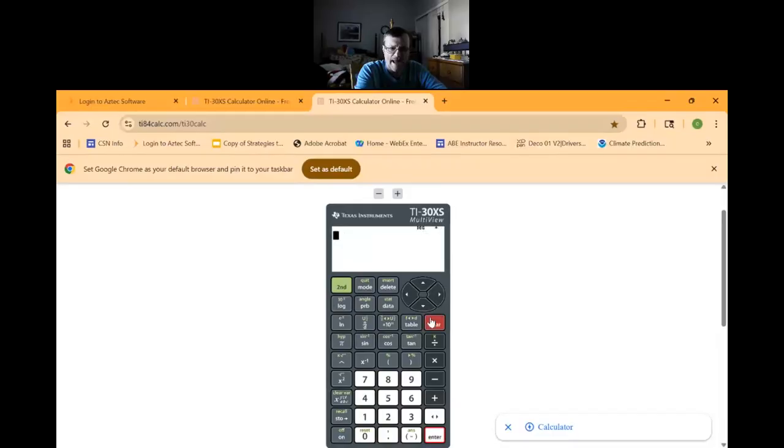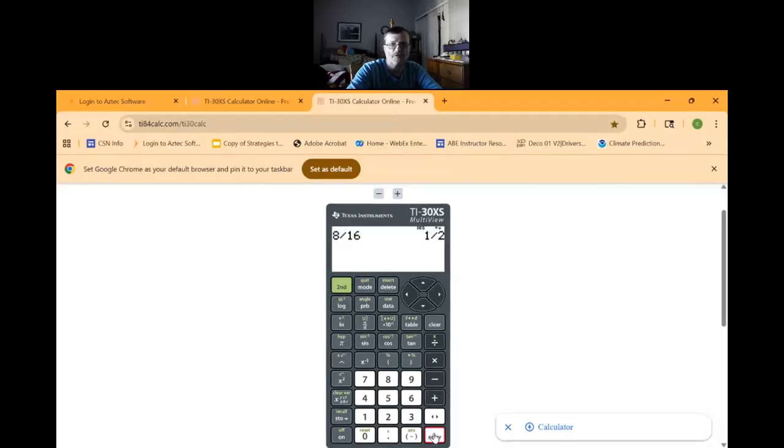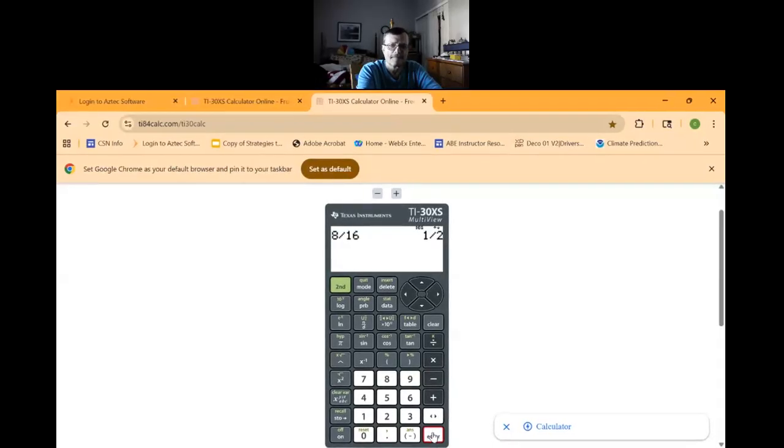Enter. All right, let's clear that there. So 8 over 16. You just got to press enter. Don't press the switcheroo. Press enter. It gives you the half right out of the gate. So again, practice on your calculators. Make sure you know the steps what you got to do in order to solve your questions on your tests.